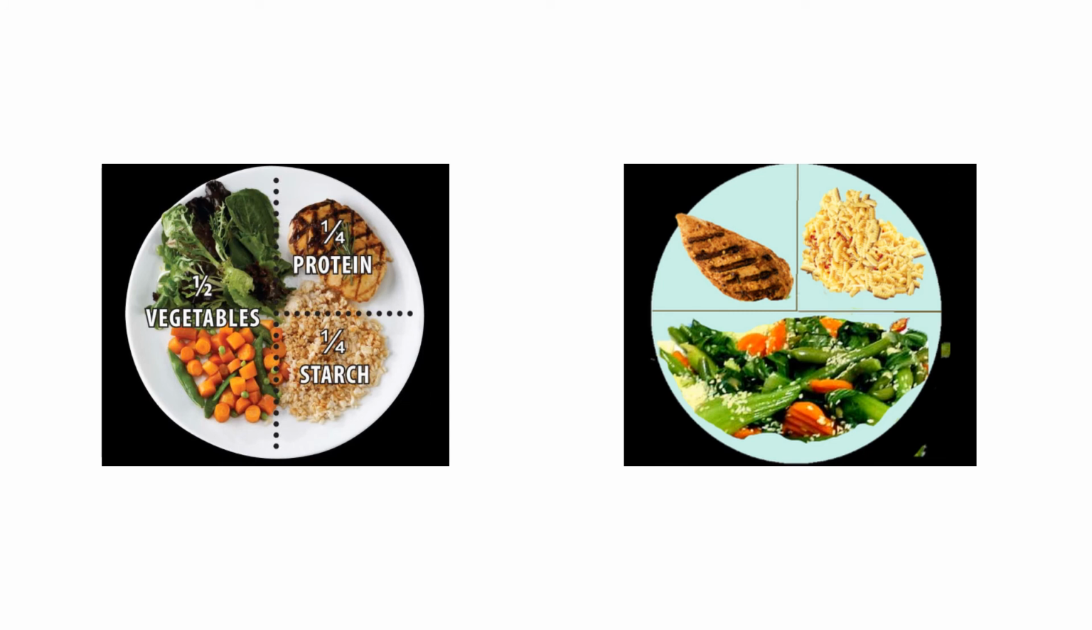Another concept is a plate. You can divide it into 4 portions. Half of it should be filled with vegetables. A quarter is protein and a quarter is carbs, and that should be starchy carbs.